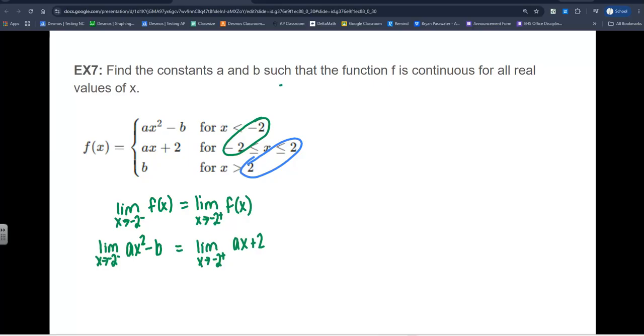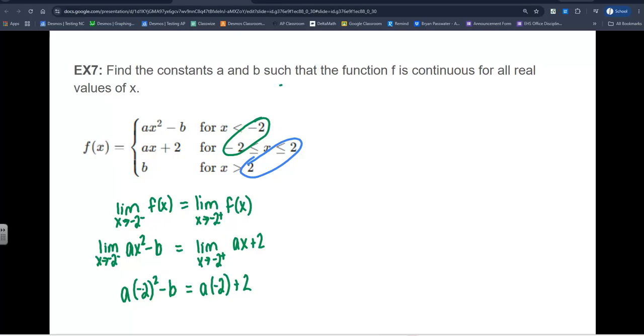I've got a lot of variables here, right? I need to plug in, just direct substitution, to solve this. What variable do I replace with my -2? The x. The a's and the b's stay, okay? So this side right here would be a times -2 squared minus b. Over here, I would have a times -2 plus 2.